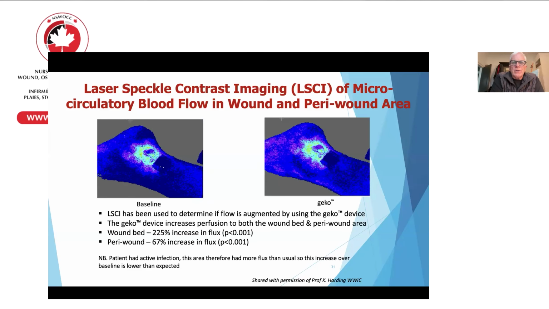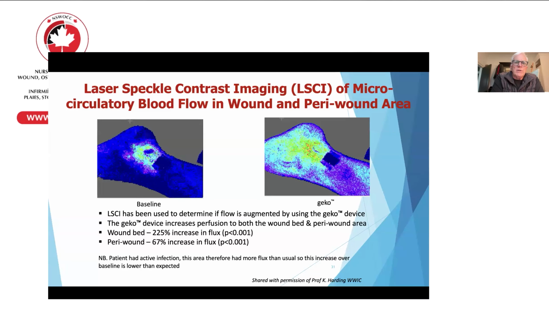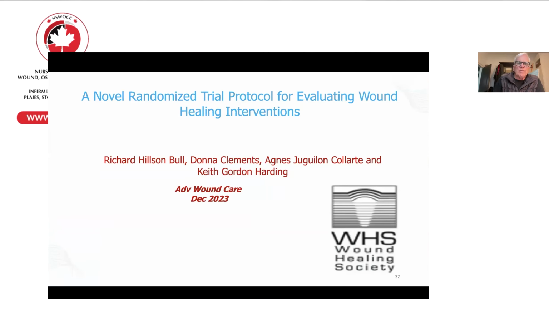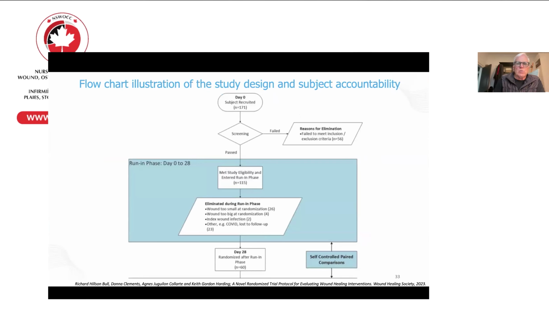This is laser spectral contrast imaging. On the left is what happens with the normal pulsatile flow of blood in the leg, and on the right is what happens when you have the muscle pump activator attached. So that blood flow increases significantly both in the wound bed but also in the tissues around the wound. And then Keith Harding and his group in Wales did a randomized controlled trial looking at evaluating the impact of using the muscle pump activator on patients with venous ulcers in conjunction with standard compression therapy.